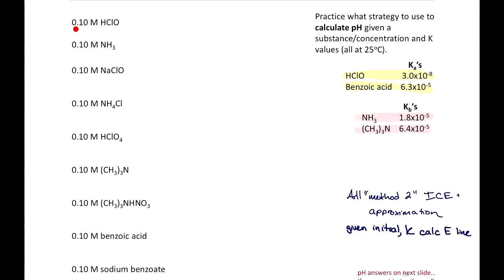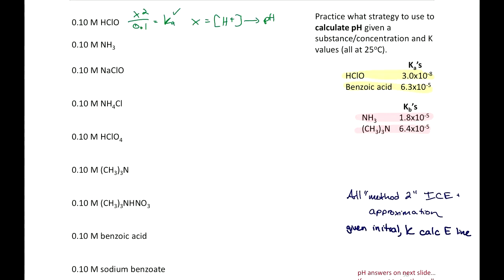So 0.1 molarity HClO. What is HClO? An acid, a weak acid. So we should use what K? Ka. Am I given that? Yes. So perfect. So this is going to be x squared over 0.1 equals Ka. X is equal to what? H plus. So then you go ahead and pH. Boom, you're done. Okay, we are given Ka. That's why I can use that. We're given Ka for hypochlorous acid.